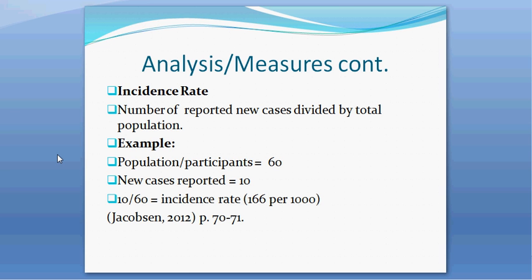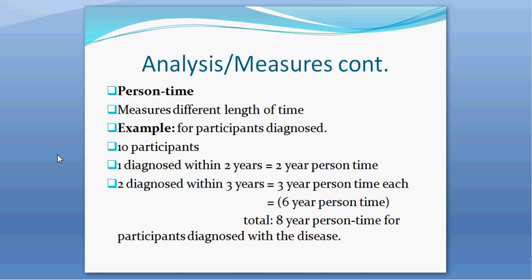This is an example. Person time. Person time measures different length in time. This example of participants who were diagnosed with a particular disease during the process of the study. If you started out with 10 participants, one was diagnosed within 2 years. That individual gave 2-year person time to the study. If later on, two individuals were diagnosed within 3 years, then each of those individuals had rendered 3 years person time each, which total 6-year person time among both. By adding all of the person time years together, give us a total of 8-year person time for participant diagnosed with the disease.